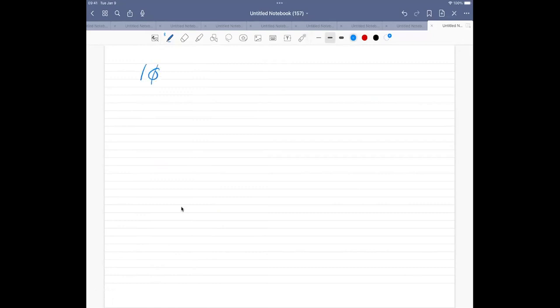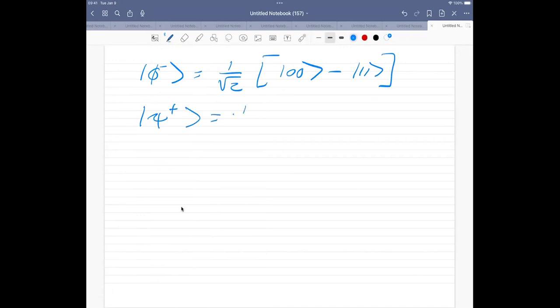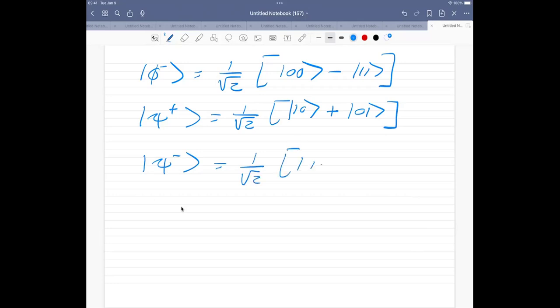The other three states are the following. So I have a phi minus, which is just the same state as before, but with a minus sign. I have a psi plus, 1 over square root of 2 of |1, 0⟩ plus |0, 1⟩. And finally, I have a psi minus, which is simply this state here, but now with |1, 0⟩ minus |0, 1⟩.